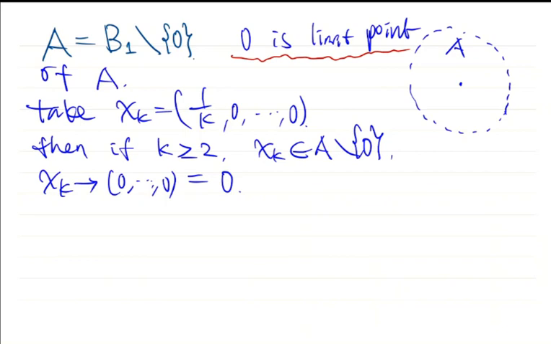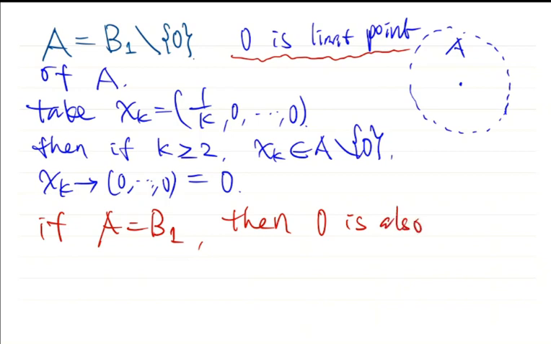So the limit point might not necessarily be contained in the set A. Of course, a limit point can also be contained in A. If A is the unit ball without removing the center, then by the same argument, you will see that 0, the center, is also a limit point of A. In this case, this limit point belongs to A.